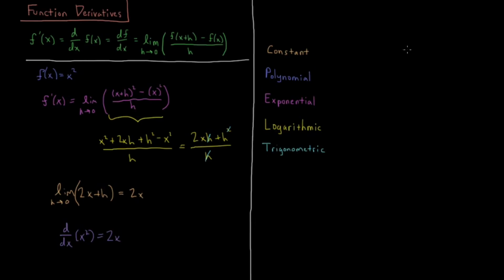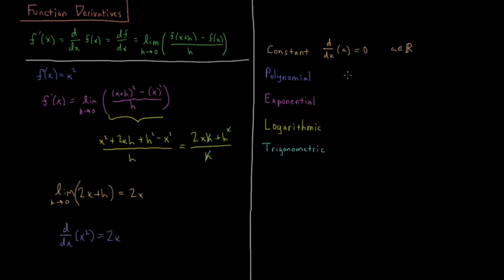All right, so for a constant function, this will be a function that is just a number, like a number a. The derivative of a constant is equal to 0, because a constant, as I said, is constant. So it doesn't change over x, it doesn't change over time, so the slope of it at any instant is just 0.